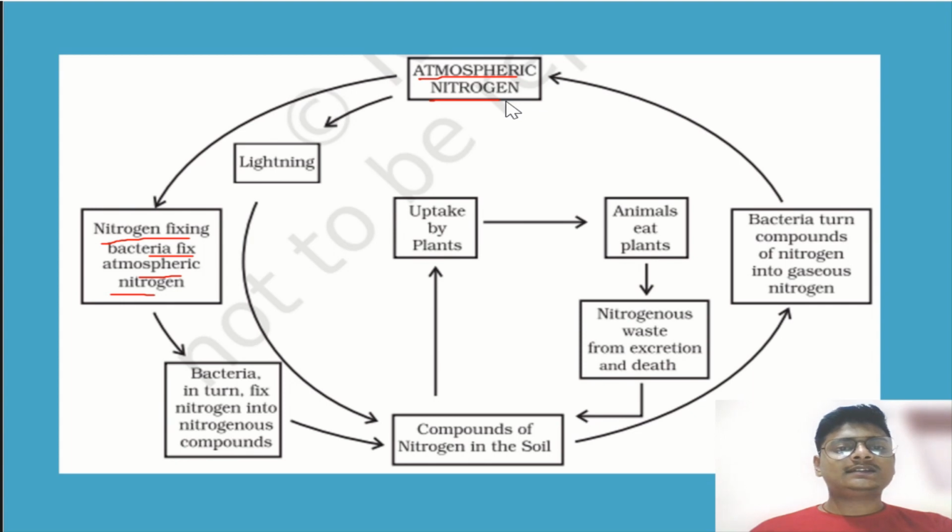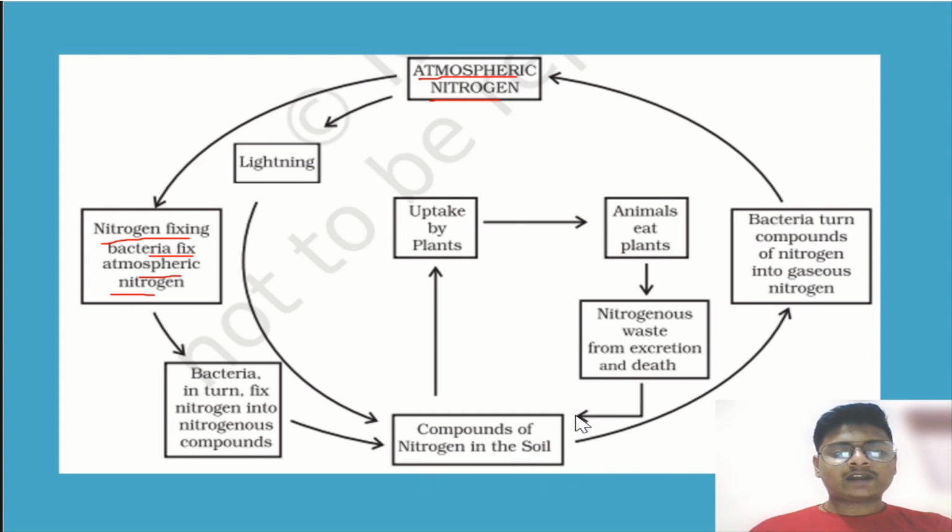And the second cycle is due to lightning. So this atmospheric nitrogen, through lightning, will convert into compounds of nitrogen in the soil. And then again the bacteria will turn this nitrogen into gaseous nitrogen and convert it into atmospheric nitrogen. But there is one more process which is coming in between.